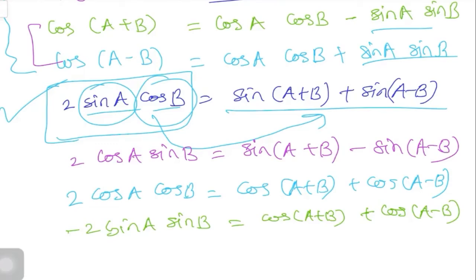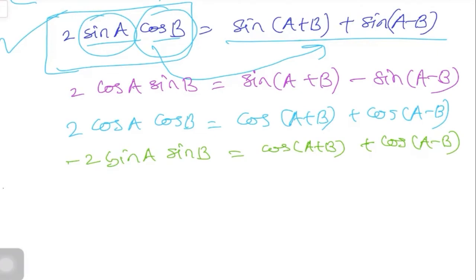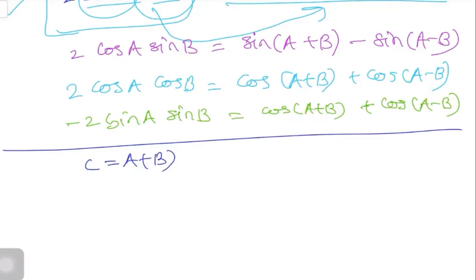Similarly, one can again think of these compound angle formulas. Then one can see that it will be cos of a plus b minus cos of a minus b. Sorry, yes, you are right. It's a mistake. These four formulas are very important.